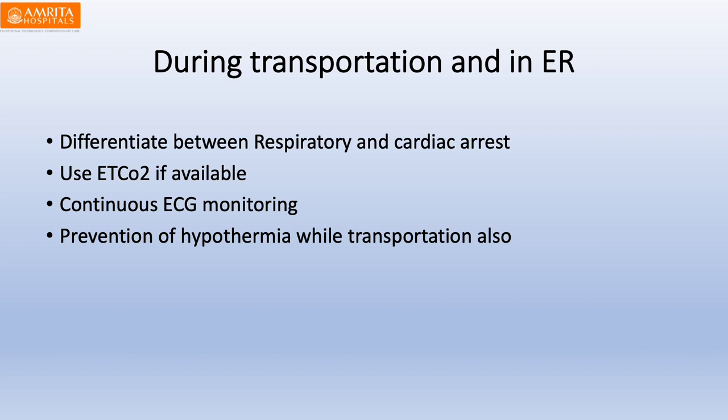Then the most important thing is that you have to understand what is a respiratory arrest and what is a cardiac arrest, because it will be difficult to differentiate them, because in this victim it is difficult to palpate the pulse. So if in the ED you have the facility of an echo machine or an ultrasound, you can go to the carotids and follow the CASA protocol, but in certain scenarios it will be difficult. So use ETCO2 if it is available, continuous ECG monitoring, all these things should be done, and prevention of hypothermia again holds good while you are transporting the patient.